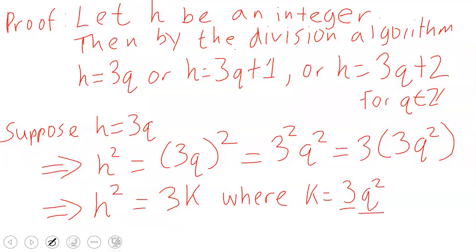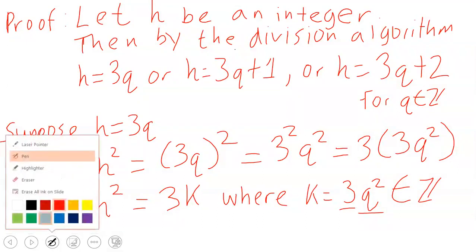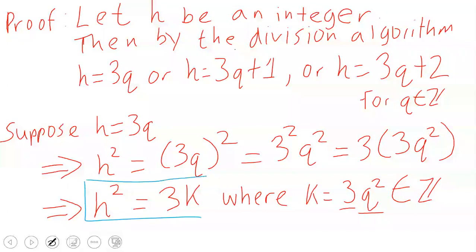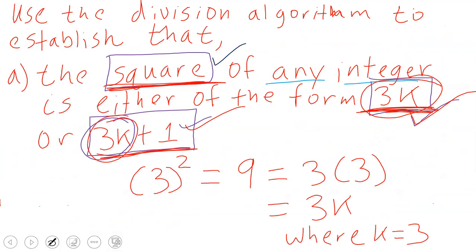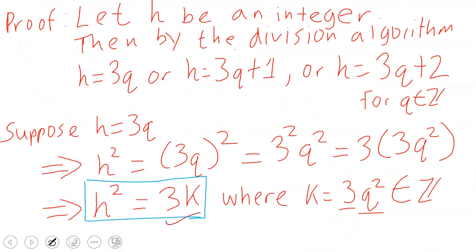Now, 3 is an integer, q squared is an integer, because if you square an integer, you get an integer. And 3, of course, is an integer. And when you multiply integers, you get an integer. So therefore, 3q squared is definitely an integer. So we have it that h squared is equal to 3k, and that was what we were trying to achieve. We said that when I square this integer, I either want it to be of the form 3k or I want it to be of the form 3k plus 1. Here we got it of the form 3k, and that's good. Once we get one of them, okay, so for this one, good.